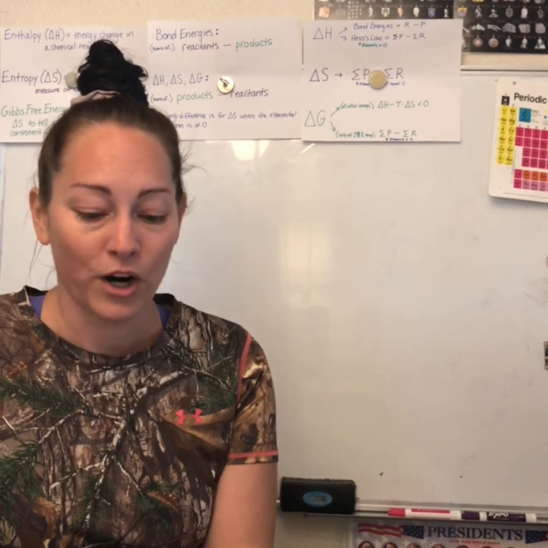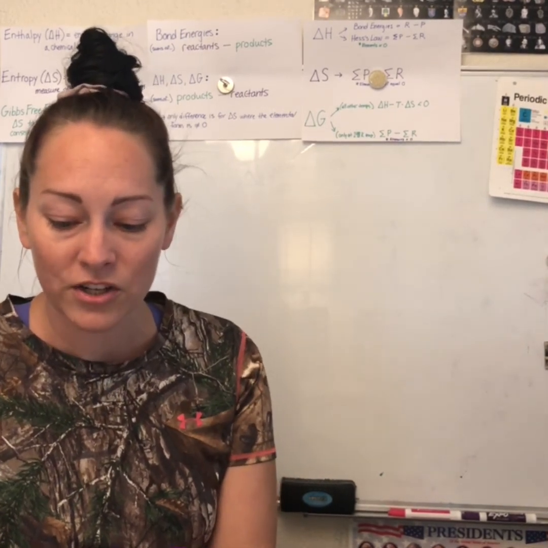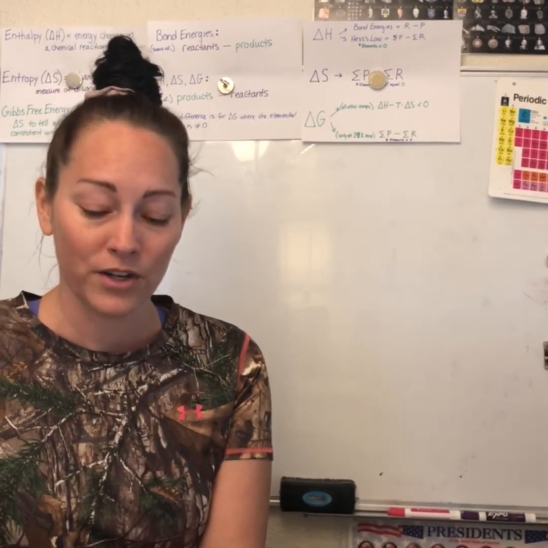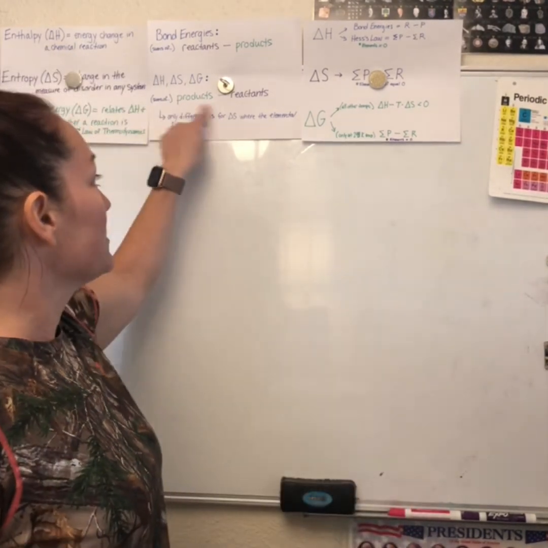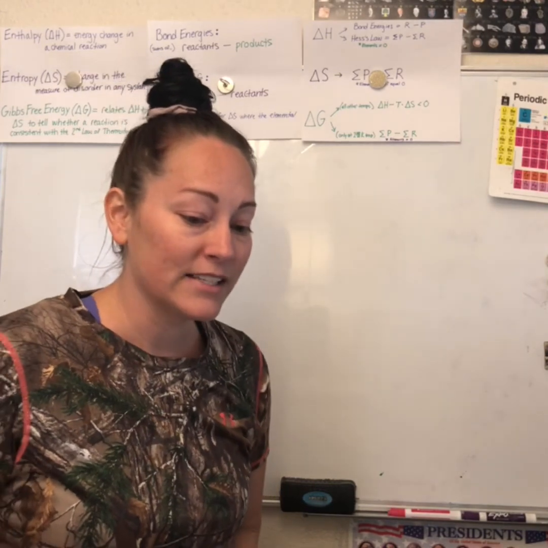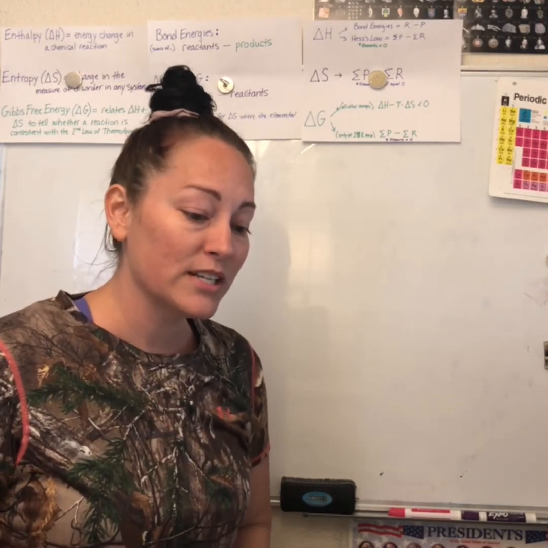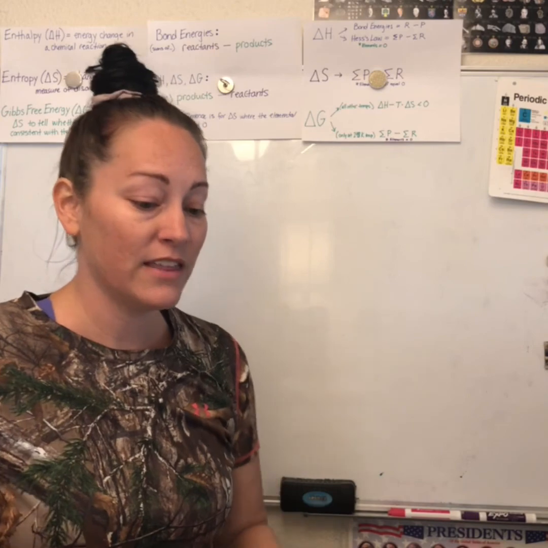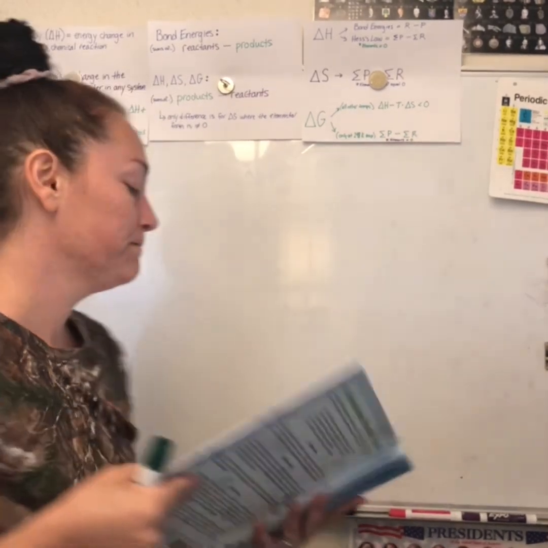Let's see how this works. They give you a fancy equation, 13.9. You'll see it there on page 431. This is just the dumbed down version of that. Sum of products minus the sum of the reactants. So let's look at example 13.3. It says, what is the delta H of the following reaction? And then they give you this reaction.